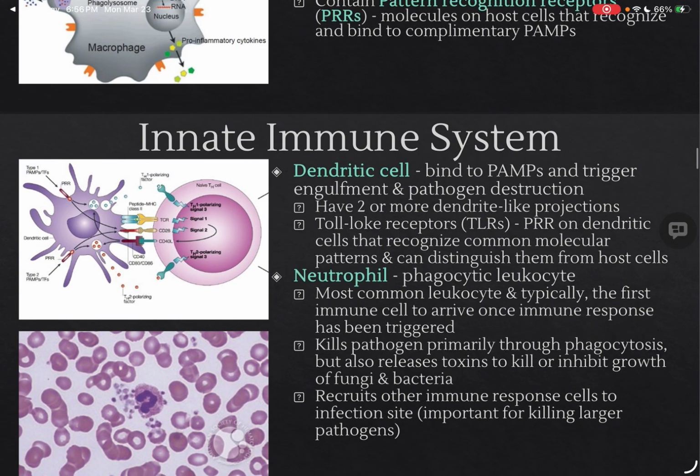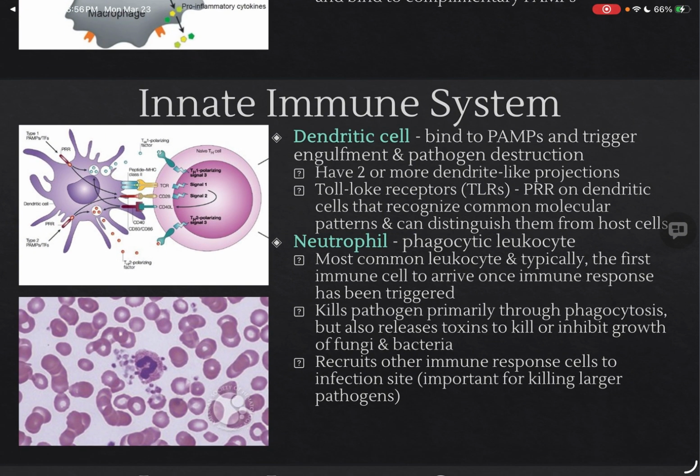Now, I mentioned dendritic cells. Well, what are they? Our dendritic cells, if you remember our previous unit on neurons, they have dendrites. They bind to the PAMPs and they trigger the engulfment and pathogen destruction. They have two or more dendrite-like projections, and their toll-like receptors, our TLRs, are similar to the PRRs on the dendritic cells that help recognize the common molecular patterns and can distinguish them from the host cells, which is important because we don't want to kill the host cells. We want to kill the foreign cells.